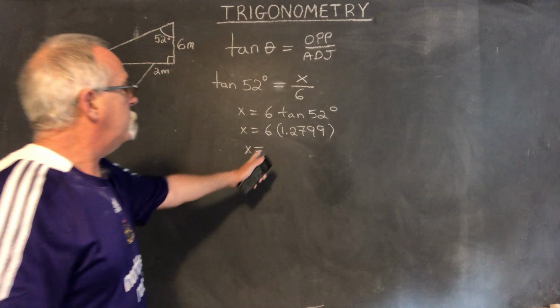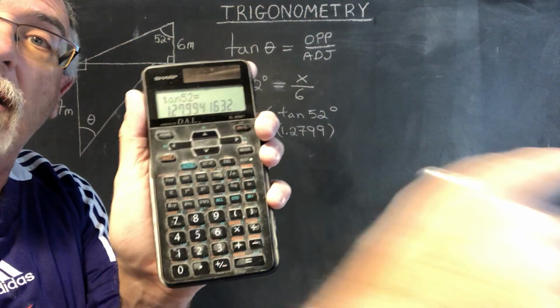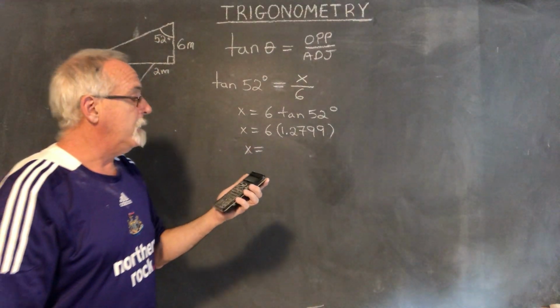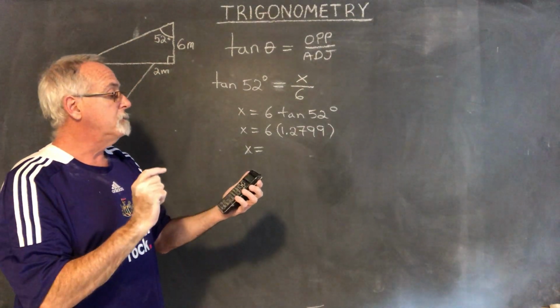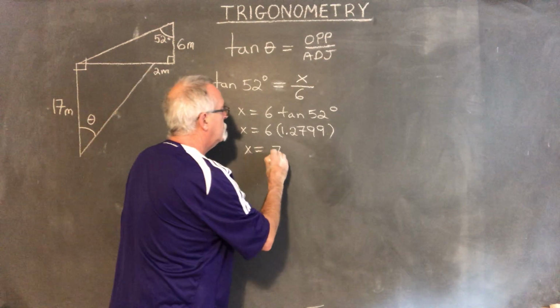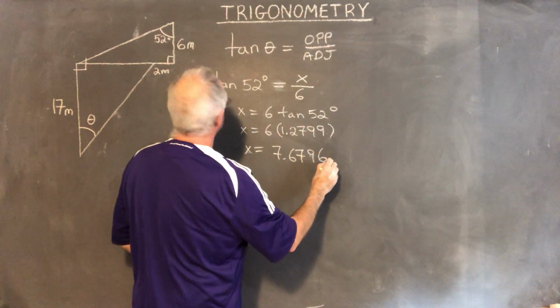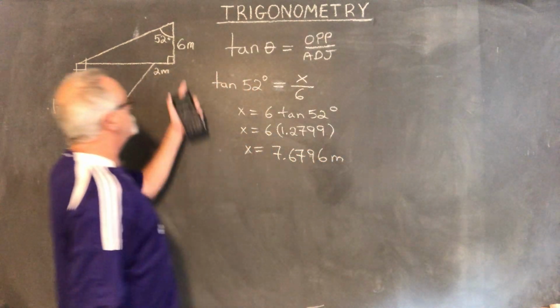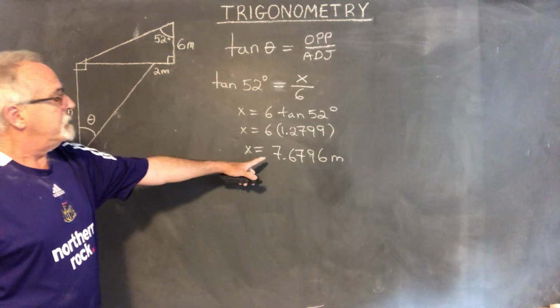But I'm not going to multiply 6 by this value. I'm going to multiply 6 by this really long unrounded version of tan 52 that's still sitting in my calculator. So all I have to do is say times 6 equals. And the answer is 7.6796. And that's going to be meters, because we're doing all of these values with meters.